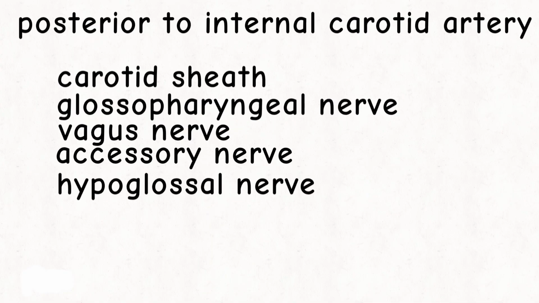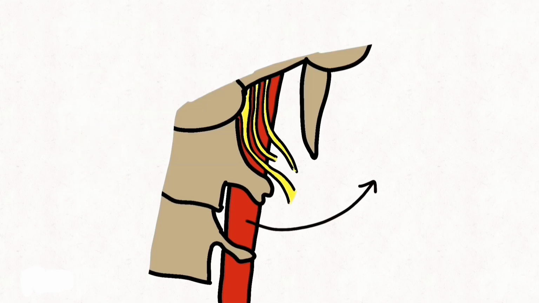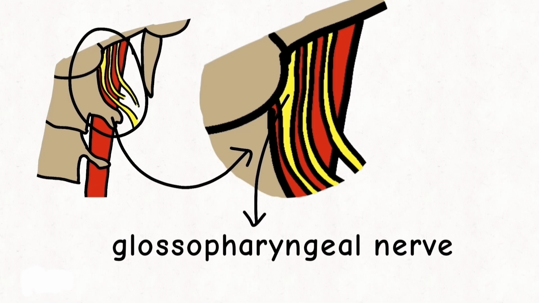Let's study the posterior relationship first. There are four nerves that we are going to study. First one is the glossopharyngeal nerve. As you studied recently, the carotid sinus sends its signal to the brain with the help of the glossopharyngeal nerve. So the glossopharyngeal nerve is present in the posterior relationship of the internal carotid artery.